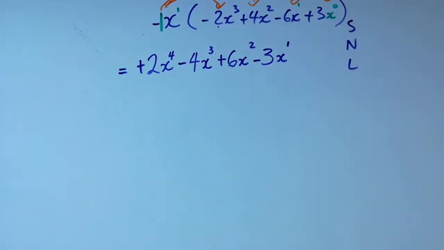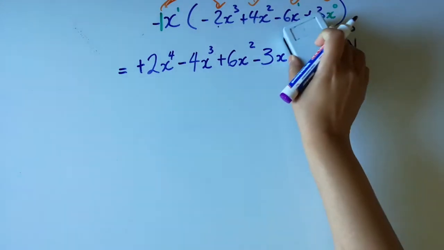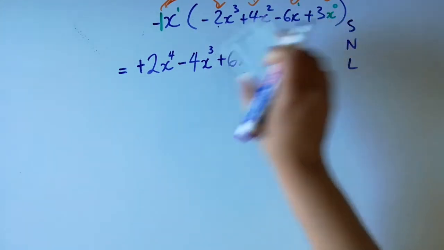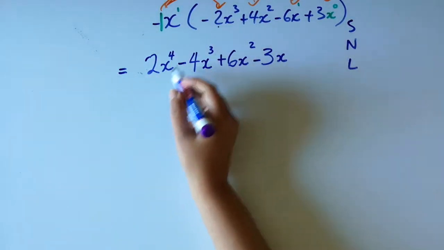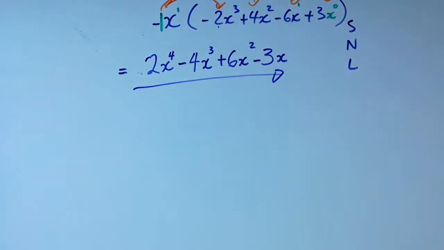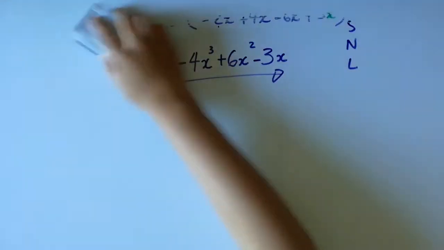If I take out invisible signs and numbers, I'll take out this 1 from here, and I'll take out this plus from here. So that is our final answer. Now let's do something a little bit more difficult.